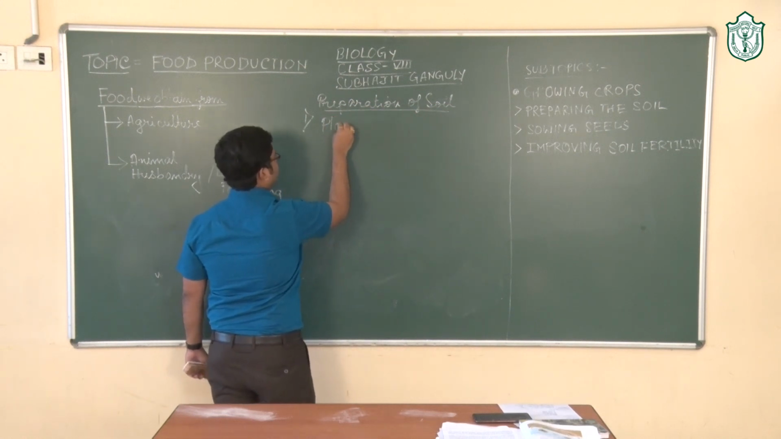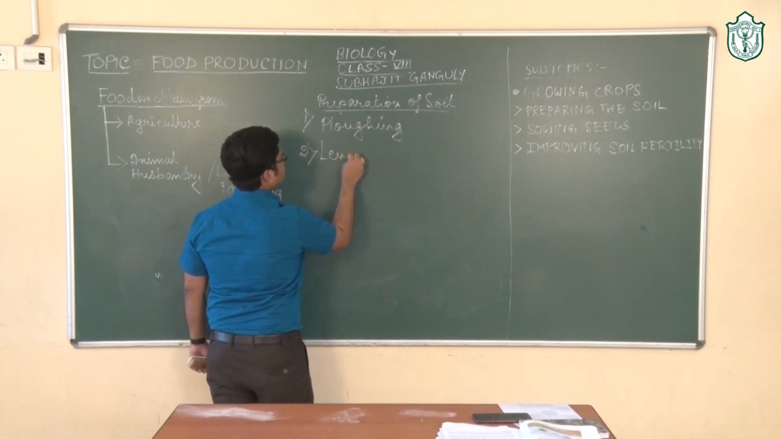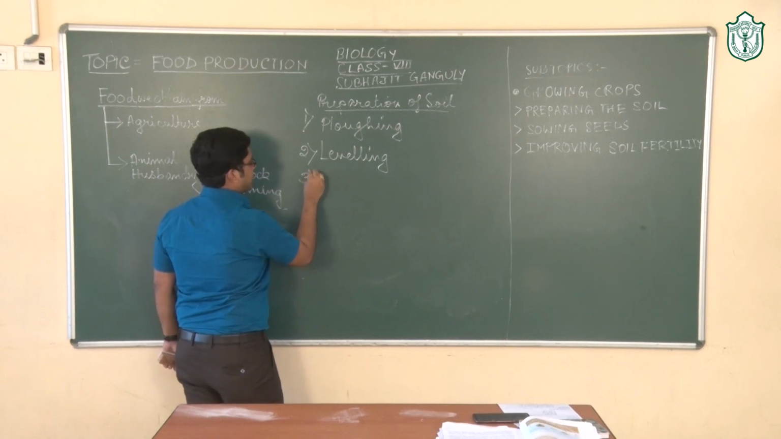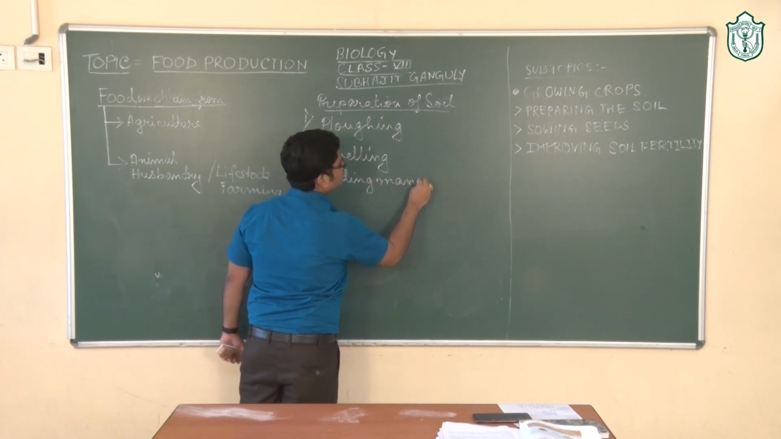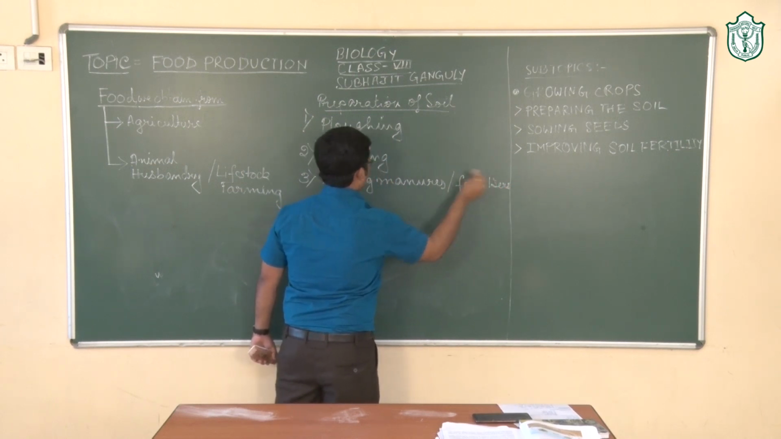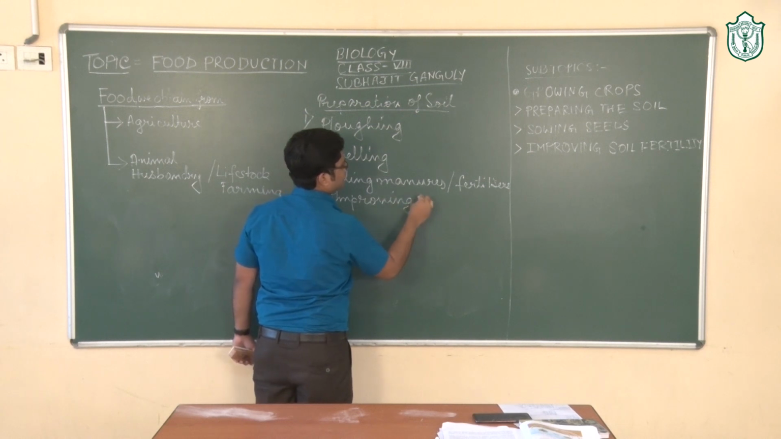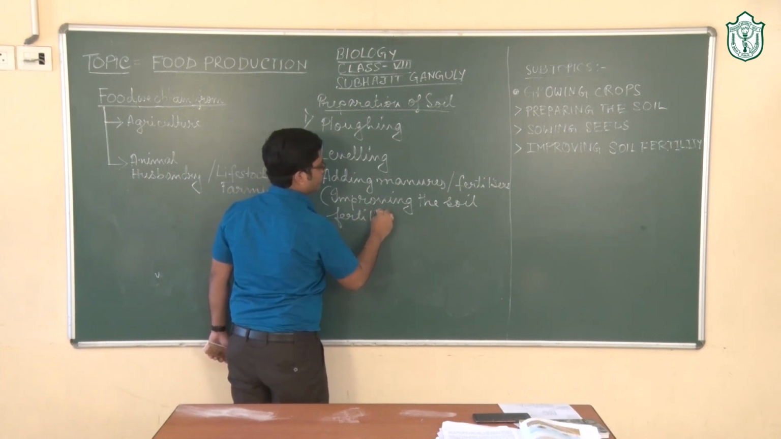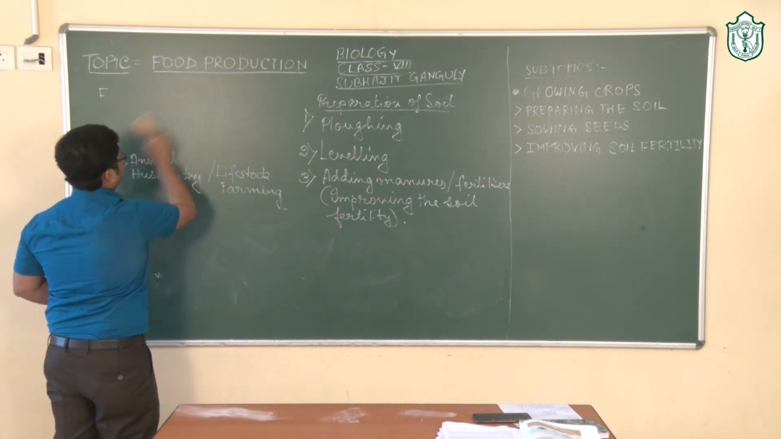The first is plowing. The second step for the preparation of soil is leveling. And the third step is adding manures or fertilizers, which we can also say is improving the soil fertility. We will come to the steps one after another.